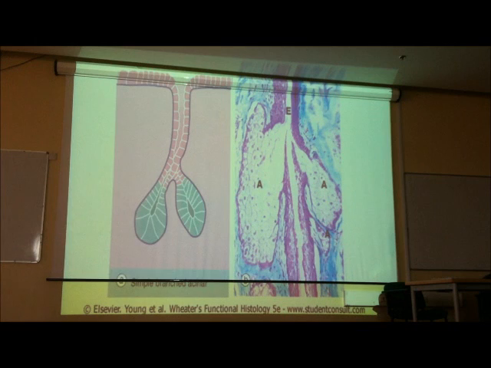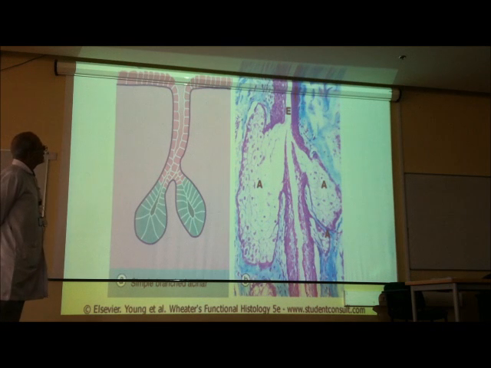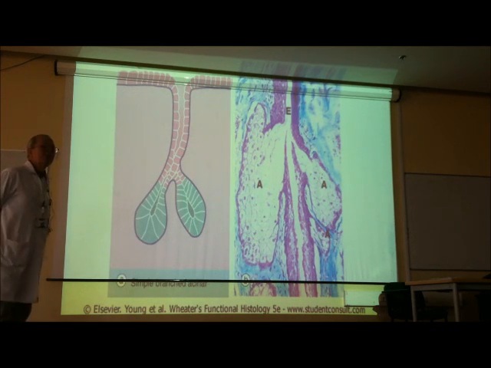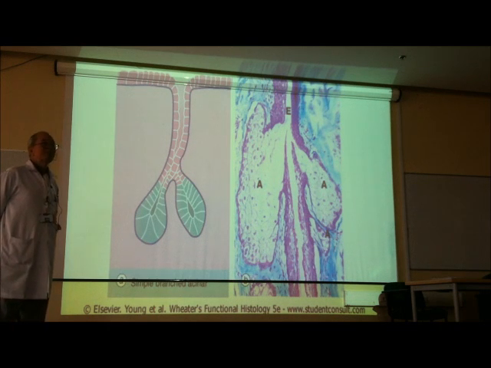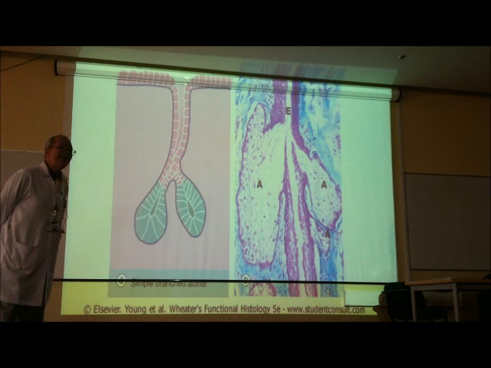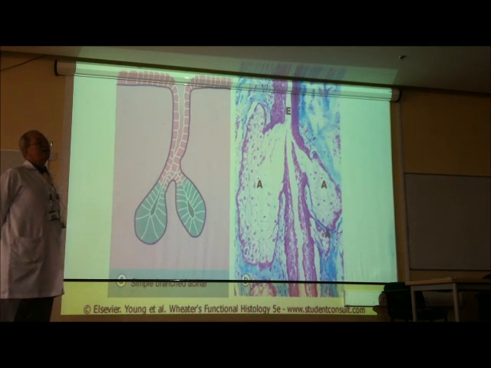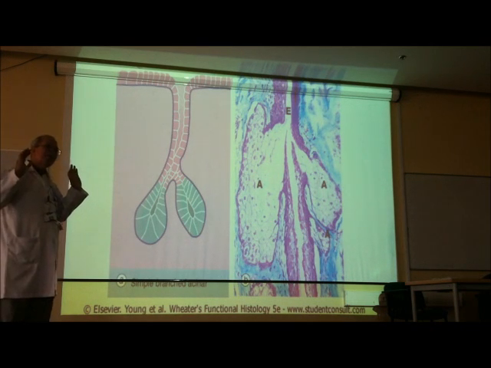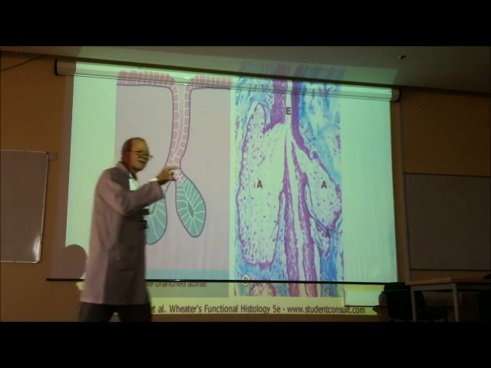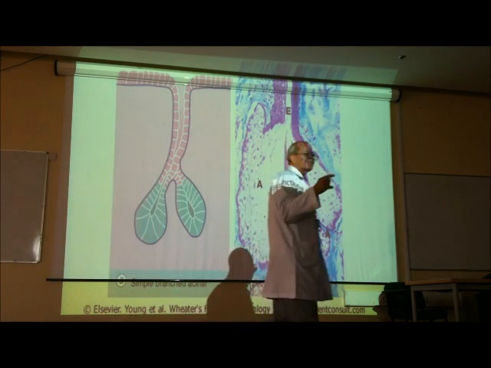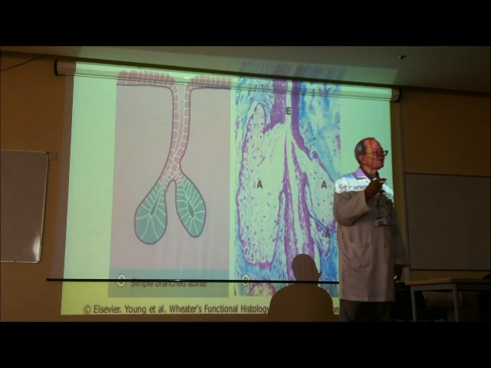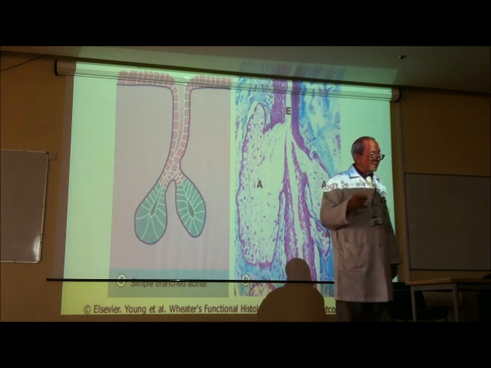What do you think? Simple, branched, alveolar gland. Example of which type of gland? Sebaceous gland. Type of secretion? Oily. Where can you find these glands? In the skin?